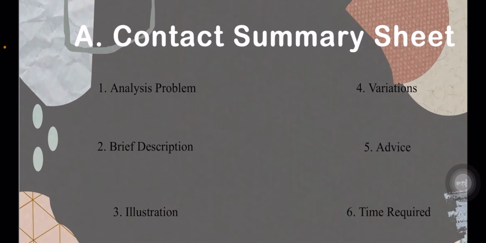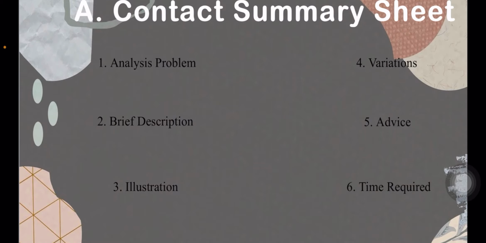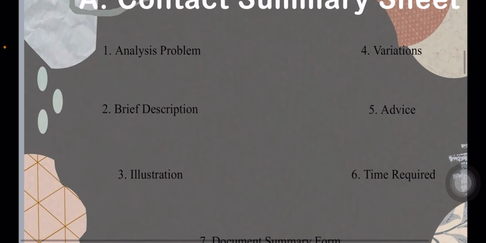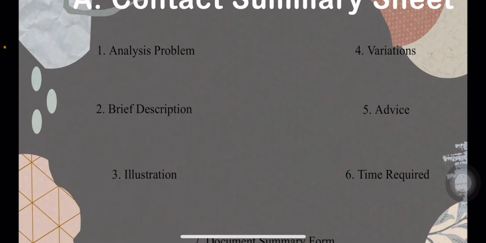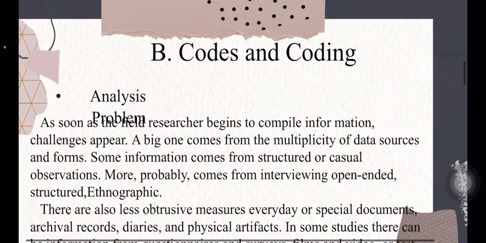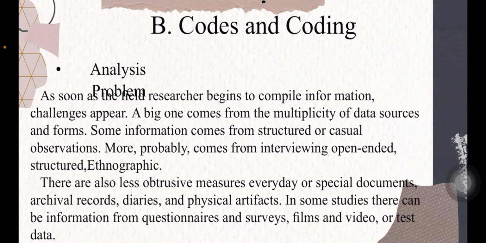The point A, contact summary sheet. The contact summary sheet has seven points. The first point is analysis problem. The second point is brief description, the third point is illustration, and the fourth point, variation. Next, advice, time required, and the last, document summary form. Okay, and the point B, codes and coding.